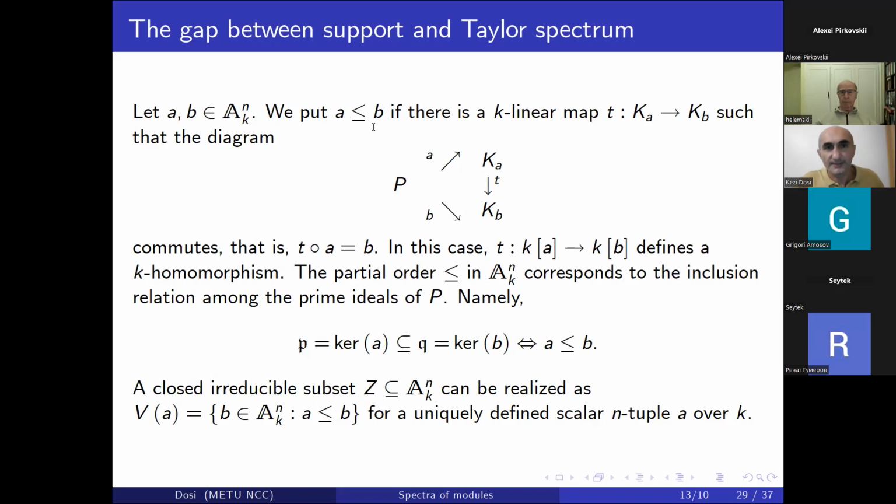This is a principal open subset. Well, we can define a partial order between these scalar tuples over K. So we say A is less than or equal to B if there is a connecting map from K of A to K of B, so that this diagram commutes, right? In this case, if you restrict this T to the subalgebra, it is going to map the subalgebra to the subalgebra generated by B. So it's a K homomorphism. So this is a partial order structure in A^n over K. This actually corresponds to inclusion of primes. So on the level of linear algebra, you can easily prove that A is less than or equal to B if and only if the kernel of A is inside the kernel of B, right? So it's sort of the analog of inclusion. Okay, so look, an irreducible closed set is the set of those B which are greater than or equal to A for a unique A, since it's an irreducible closed set.